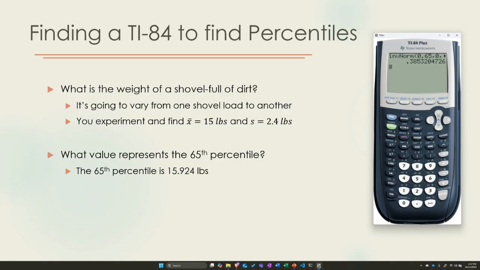We saw that back when we talked about it using a z-table. But the nice thing about a TI-84 is you don't have to do it with the z-score. You could find it directly. So if I go to inverse norm and I say I want the 65th percentile, what value is above 65% of the data, I have an average of 15 pounds per shovelful with a standard deviation of 2.4. This will automatically put it into an X value for me instead of doing a z-score. And that gives me a value of 15.9248, which, as you can see, is pretty much what we got when we did this with a z-table.